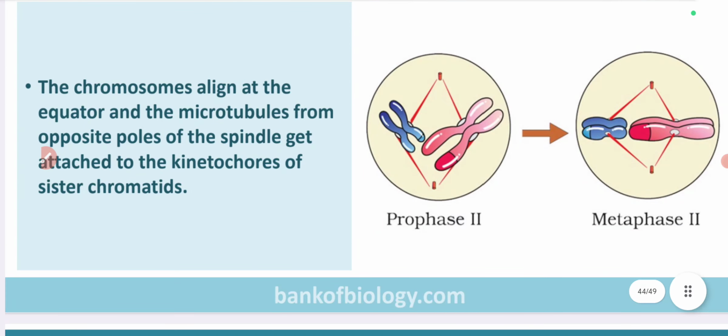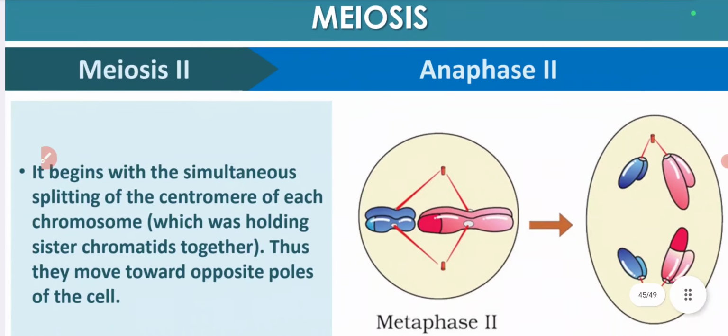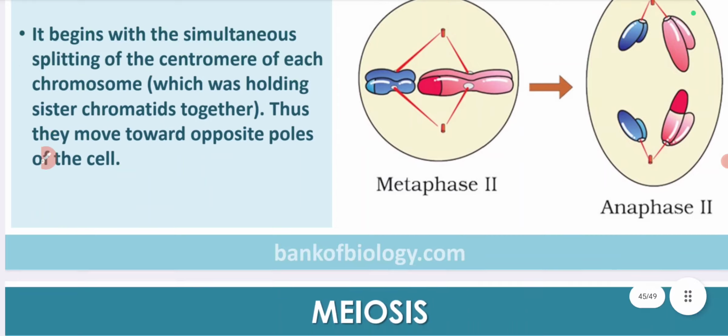Metaphase 2: here you can see the chromosomes align at the equator and the microtubules from opposite poles of the spindle get attached to the kinetochore of the sister chromatids. Anaphase 2 begins with the simultaneous splitting of the centromere of each chromosome, which was holding the sister chromatids together, thus they move towards opposite poles of the cell. This is anaphase 2.